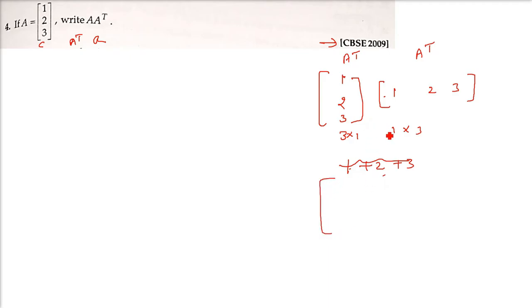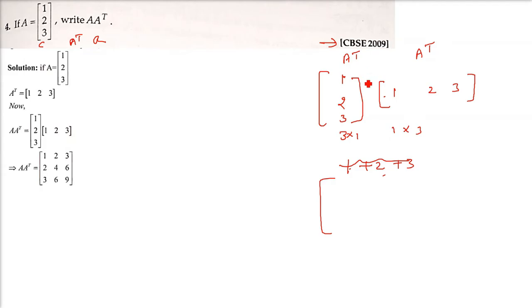So let me show you exactly what we are going to do. See, 1 into 1 will be 1. 1 into 2 will be 2. 1 into 3 will be 3. There is nothing for other additions. That is why. 2 into 1, 2 into 2 is 4, and 2 into 3 is 6. Now 3 into 1 is 3, 3 into 2 is 6, and 3 into 3 is 9. This is the final result.